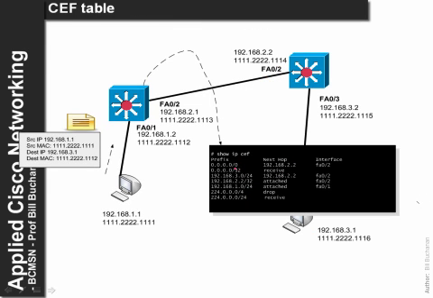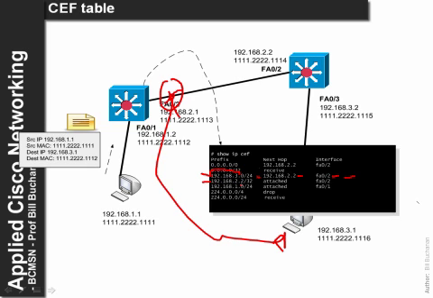The CEF table in this case shows the forwarding table. So in this case, anything that has 192.168.3 will be sent to this IP address from that interface. So we can see here that anything that's destined for this network will always be sent out that interface, because in the routing table there is an entry for this.